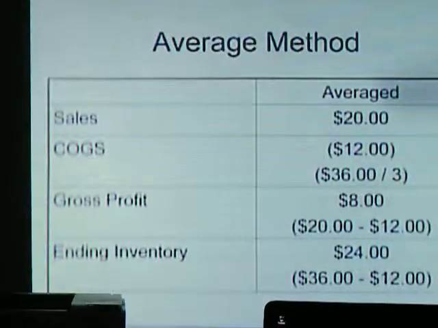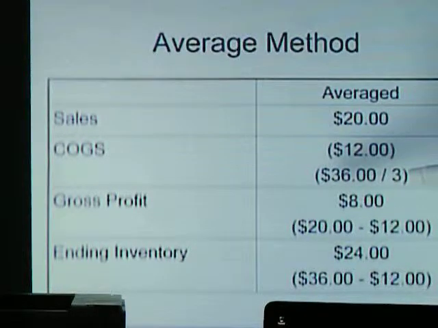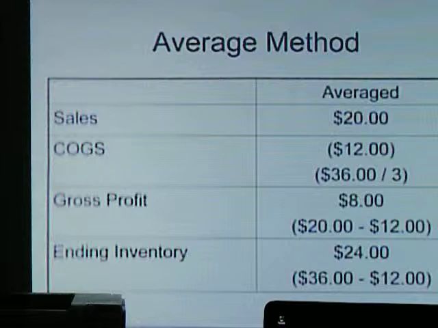Now, you've got the average method, which is very simple. We take the cost of goods sold and we take all items divided by the total amount, and we see that the cost of goods sold is now $12. Sales were $20, cost of goods sold is $12, gross profit will be $8, ending inventory will be $24. With this particular example, understand that the cost of goods sold will always be $12, gross profit will be $8, ending inventory will be $24, because we averaged this particular amount of money in here.